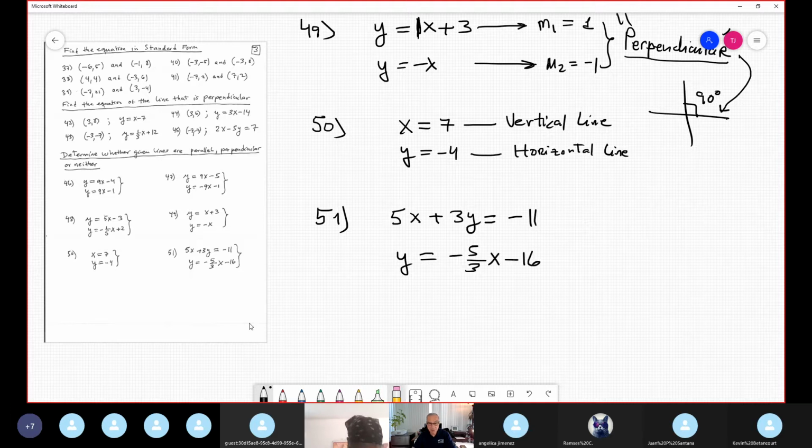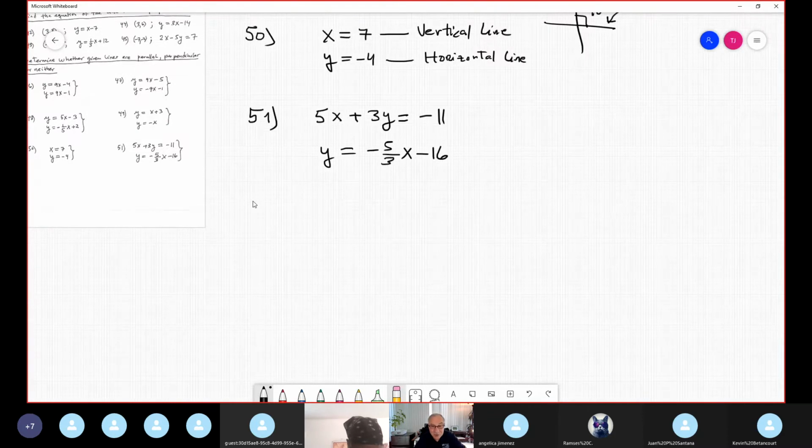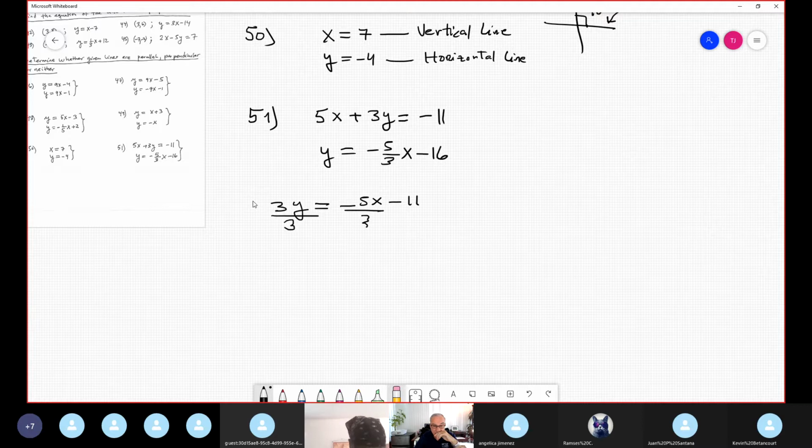Well, the first equation is expressed in standard form, so it's not clear what the slope is. In standard form, the slope is confusing. To find the slope, you do exactly the same, you solve for y. So I copy 3y is equal, I move 5x to the right, minus 5x minus 11, divided by 3, divided by 3, divided by 3. Y alone is negative 5 over 3x minus 11 over 3.